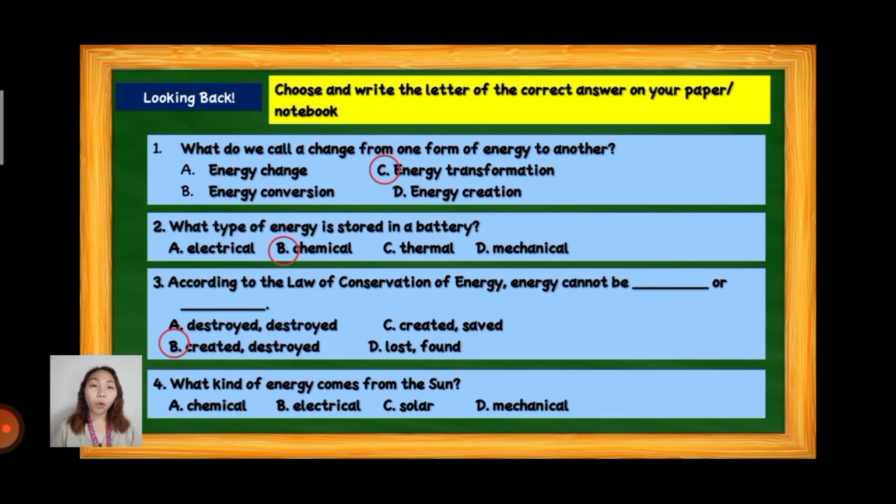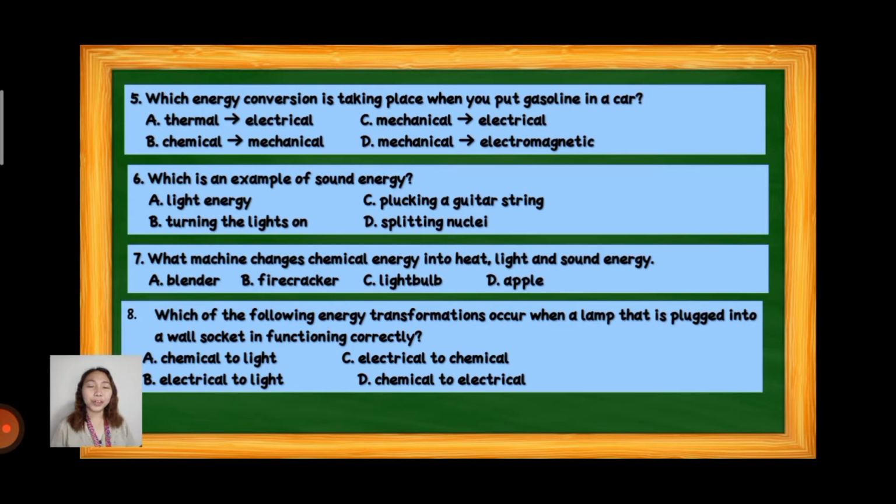Okay, number 4. What kind of energy comes from the sun? Yes, the answer is solar, or what we call the radiant energy. Number 5. Which energy conversion is taking place when you put gasoline in a car? Mubutang tag gasolina sa sakyanan. Unsa man ato? Yes, gasolina or fuel is the chemical to. Yes, nya muandar na ang atong sakyanan mahimo na mechanical. So from chemical, from fuel to atong butang nga gasolina atong sakyanan, muandar na siya mechanical.